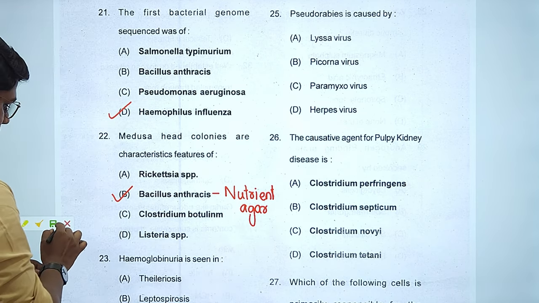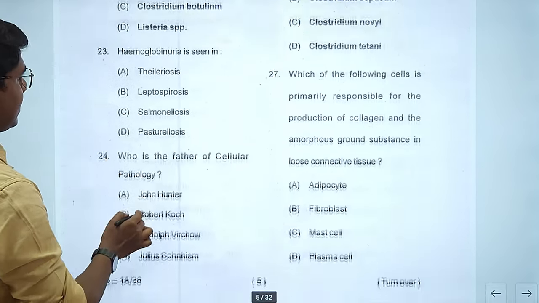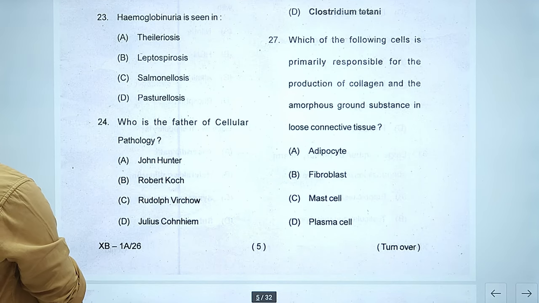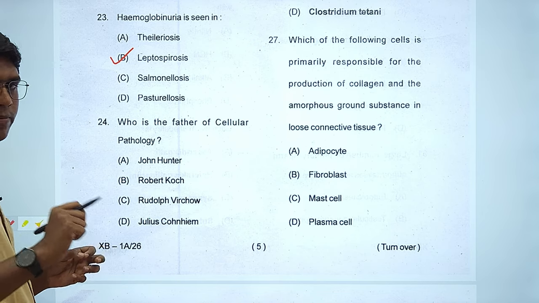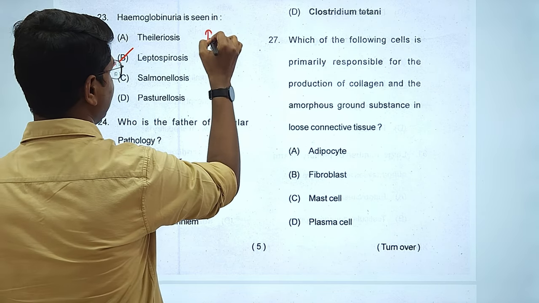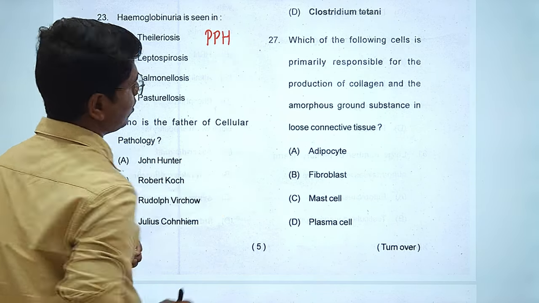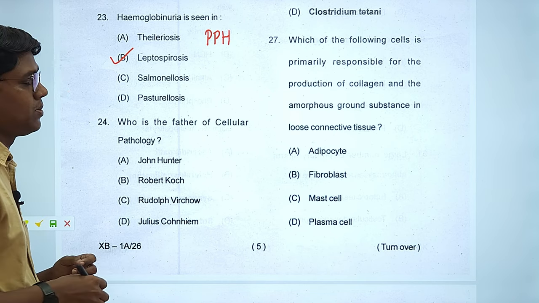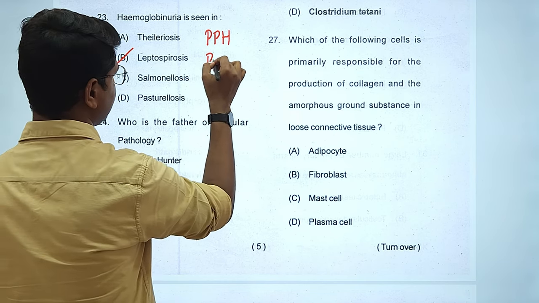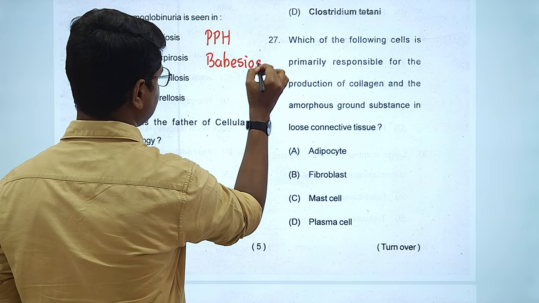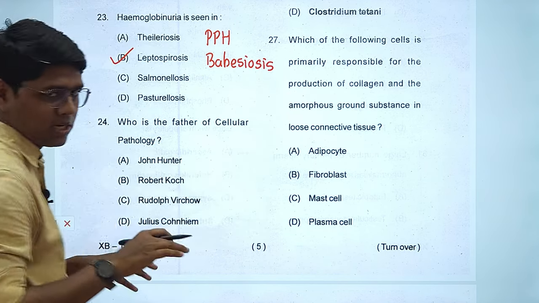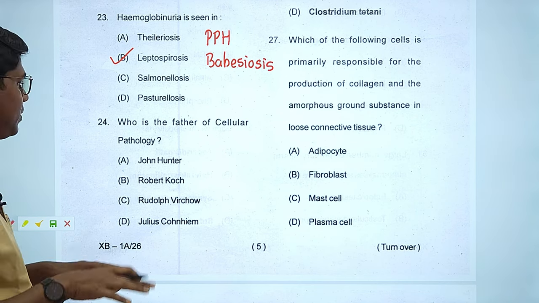Next question. Hemoglobinuria is seen in case of leptospirosis. There are other diseases in which you will also find hemoglobinuria, that is PPH, postparturient hemoglobinuria, which is basically phosphorus deficiency. Another is babesiosis in large animals, where intravascular hemolysis leads to hemoglobinuria.